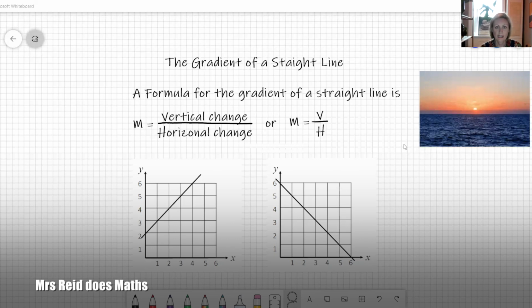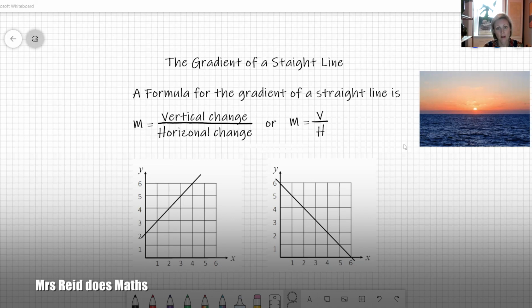So the gradient of a straight line is how steep the line is. And we can measure it using this formula here. We call the gradient m, for some reason. I'll not get into that, but the gradient's m, and that's what it is known as throughout. And it's the vertical change over the horizontal change.